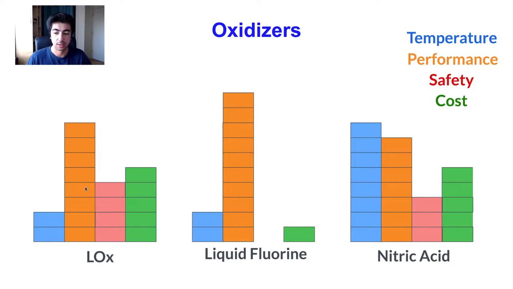for that particular parameter. So for temperature, the more boxes it has, the warmer the operating temperature will be. For performance, more boxes means higher potential performance. For safety, the safer it is, the more boxes it'll have. And for cost, the cheaper it is, the more boxes it'll have. So not great, but I think it's a good way to encapsulate these differences.